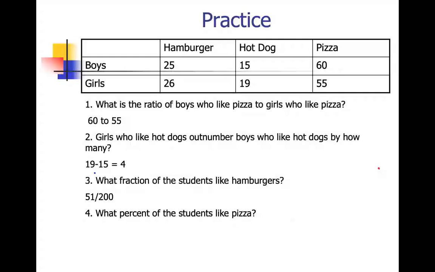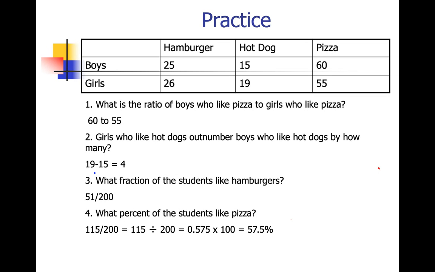What percent of students like pizza? Well, I can set this up in my percent proportion. If I'm looking at pizza, there's 60 plus 55. That makes 115. So 115 out of 200 equals X, which represents my percent that we're looking for, over 100. Well, 100 goes into 200 twice. So if I divide 115 by 2, I get 57.5%.